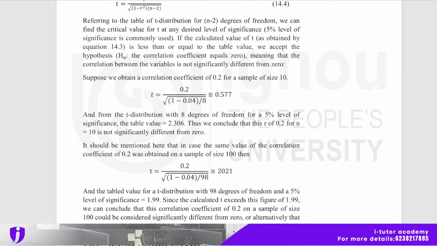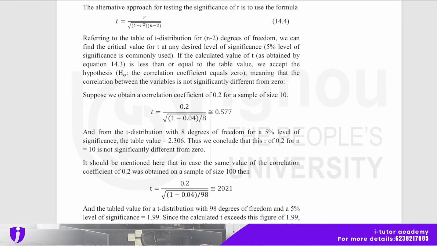And the tabled value for a t distribution with 98 degrees of freedom and a 5% level of significance is equal to 1.99. Since the calculated t exceeds this figure of 1.99, we can conclude that this correlation coefficient of 0.2 on samples of size 100 could be considered significantly different from 0, or alternatively that there is a statistically significant association between the variables. So this is about today's section.